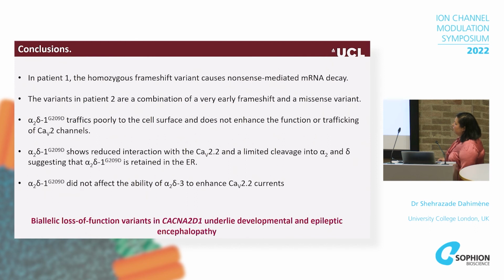We also showed that the mutant shows reduced interaction with CaV2.2 and also limited cleavage into alpha-2 and delta, suggesting that this mutant is probably retained in the ER, as the cleavage occurs after the ER, probably in the Golgi. And also we found that the mutant did not affect the ability of alpha-2 delta-3 to enhance CaV2.2 currents, and this is not surprising as we found that the interaction of the mutant with CaV2.2 is reduced.